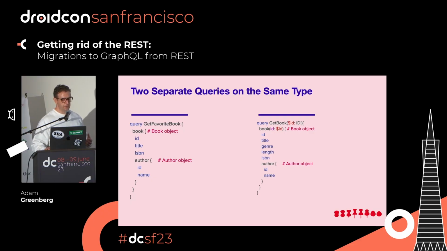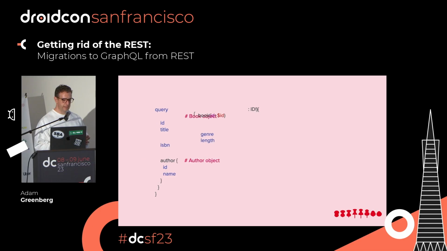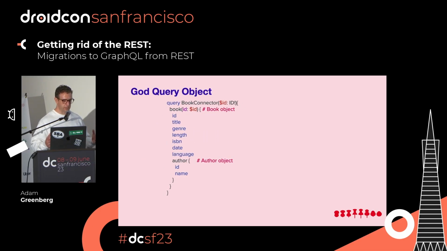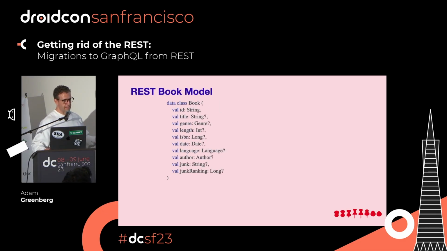So if we have two separate queries on that same type, like that book object where you see the authors and the different fields, but some overlapping. If we combine them together into this kind of all-encompassing God query object, now we have all the fields that are being requested for the whole app. And so you can see all the fields shared in both queries, all the fields used in all queries. And we could basically then take this and map it to our REST object.